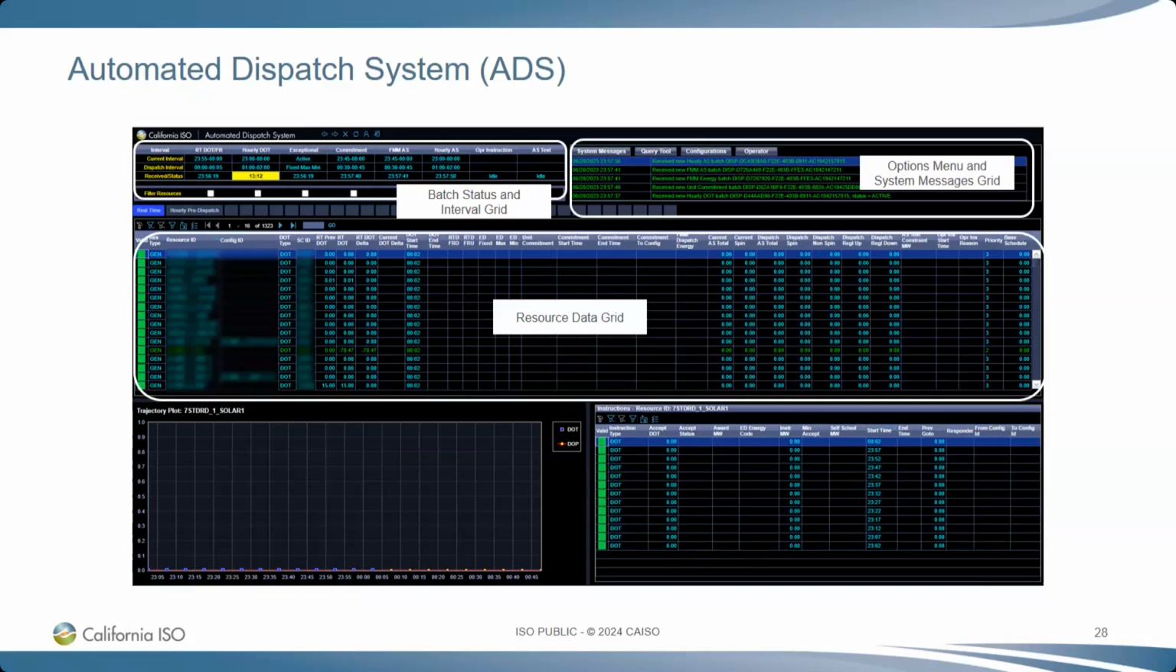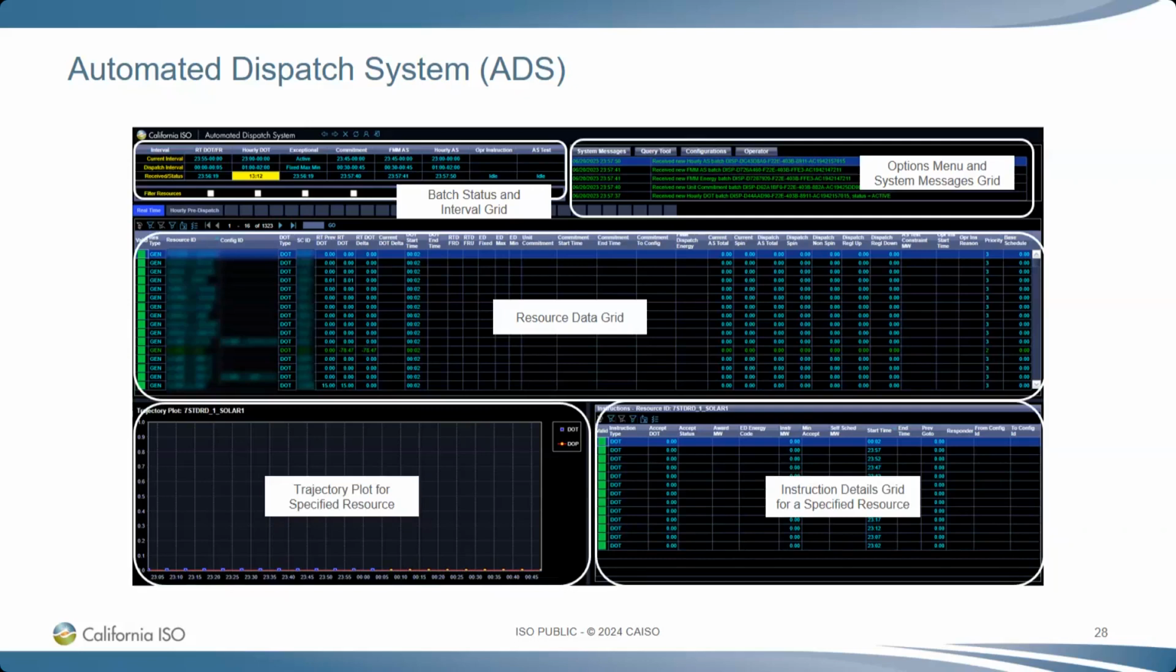Perfect, thank you. You just mentioned the information you're getting that's resource specific. When you mentioned the DOTs, you've got the trajectory plot for the specified resource. So when we're saying follow your DOTs, follow your dispatch operating targets, that's where you're going to be looking. And then there's the instruction details grid for a specific resource. When those new updates show up, like he was talking about, you will see new instructions show up. They're going to flash red until they're acknowledged. There's a lot of good information in there, just like he mentioned, so we'll talk a little bit more about it as we go forward.